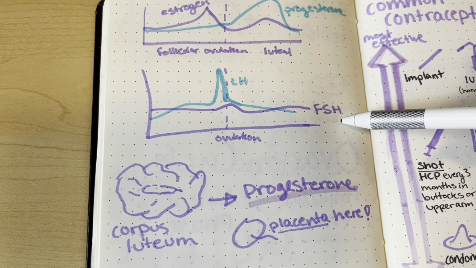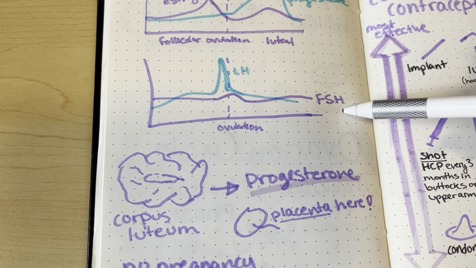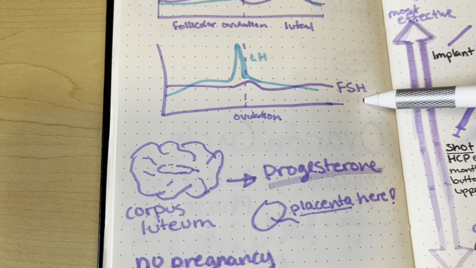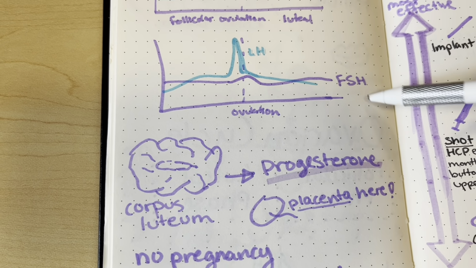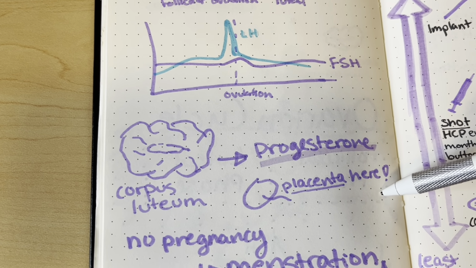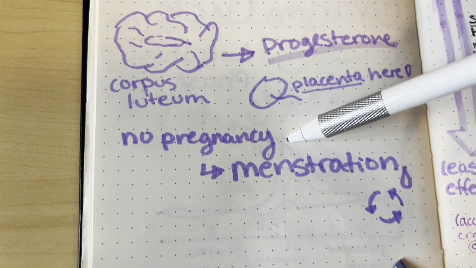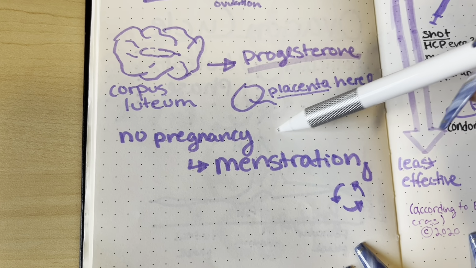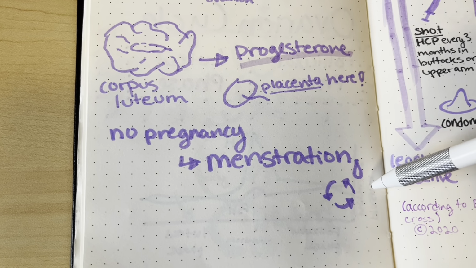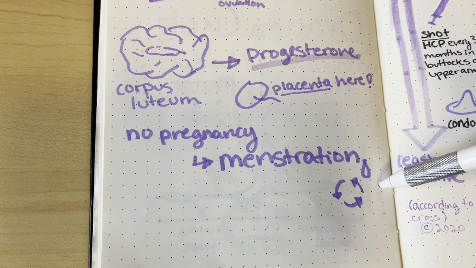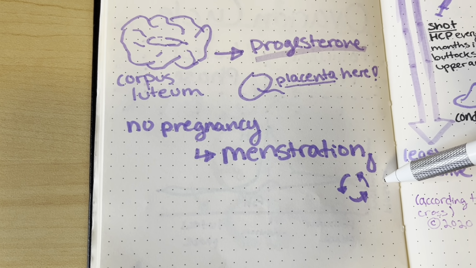If fertilization has occurred, the corpus luteum continues to produce progesterone until the placenta takes over. However, if there is no fertilization, the corpus luteum deteriorates and production of progesterone stops. As progesterone decreases, the uterine lining begins to break down, causing menstruation. Then the whole cycle repeats.